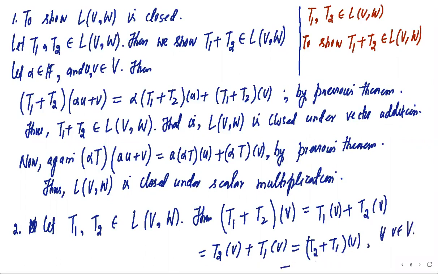So this implies addition is commutative. This implies vector addition is commutative.